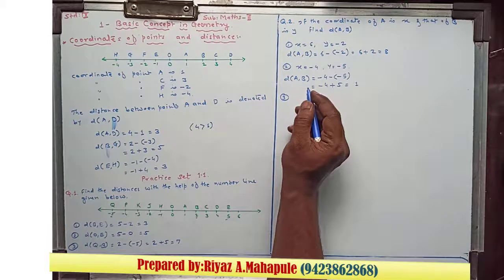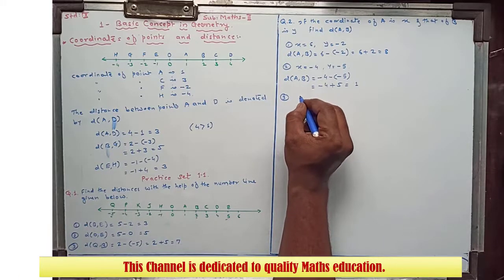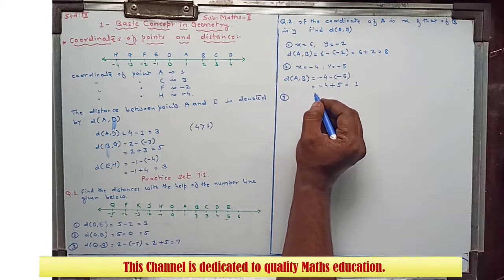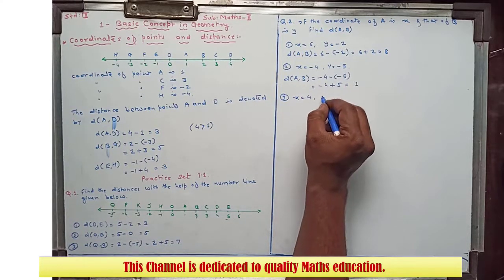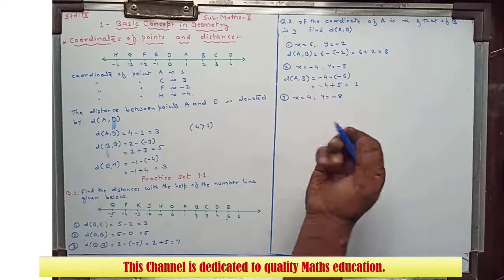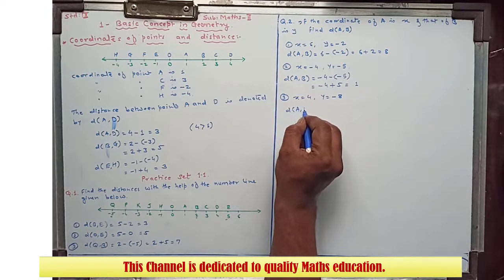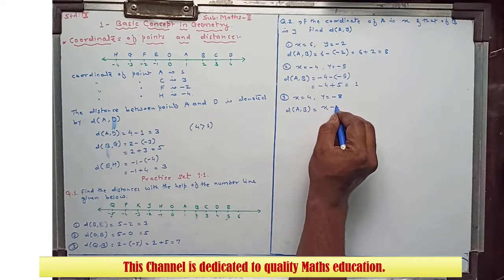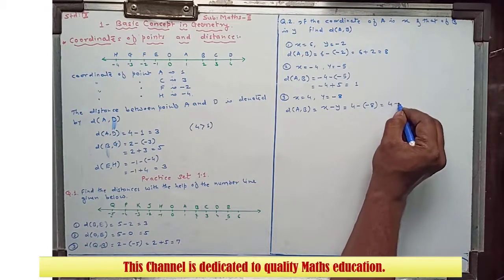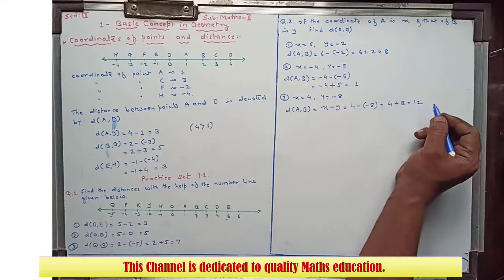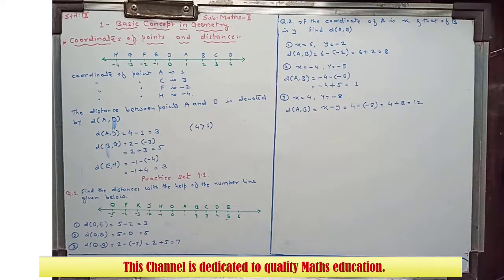Now next example, we'll take any one: x is equal to 4 and y is equal to minus 8. Then distance AB is equal to x minus y, that is equal to 4 minus -8, that is equal to 4 plus 8, that is 12. So in this way we have to solve question number 1 and question number 2 from practice set 1.1.